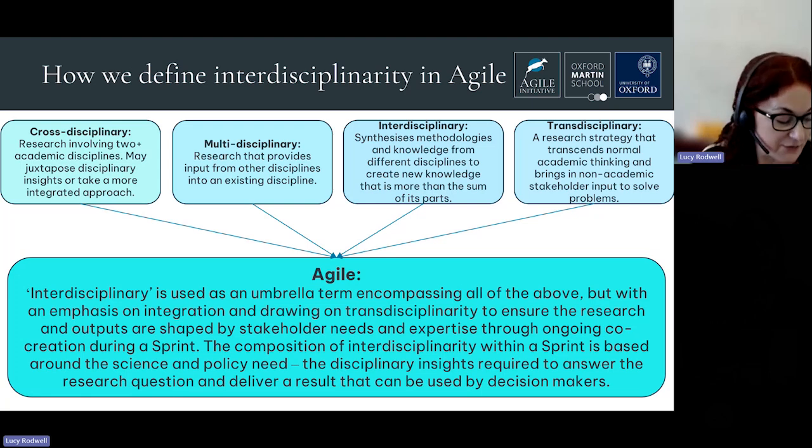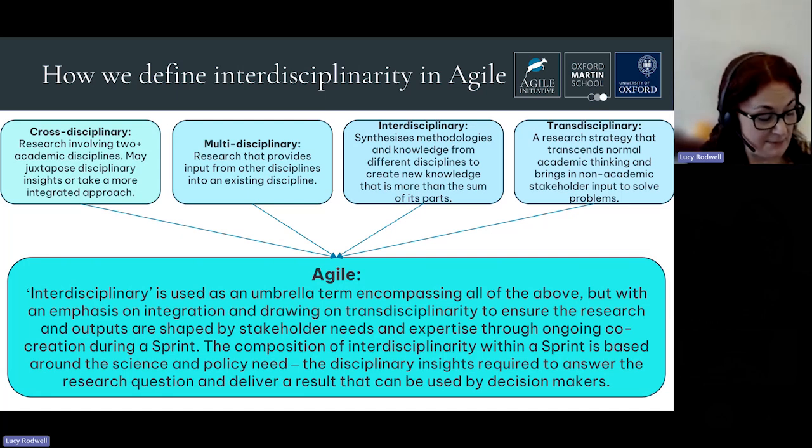So, having said all that, I can clarify that with the blessing of our funders, the Natural Environment Research Council, we don't stick to a very prescriptive definition of interdisciplinarity. Instead, we use interdisciplinarity as the umbrella term, encompassing the separate definitions above, to reflect that sprint questions and sprint size will largely determine the approach taken to interdisciplinary research. Nonetheless, we do emphasise the need for integration.